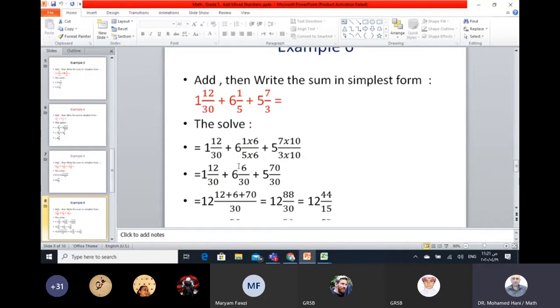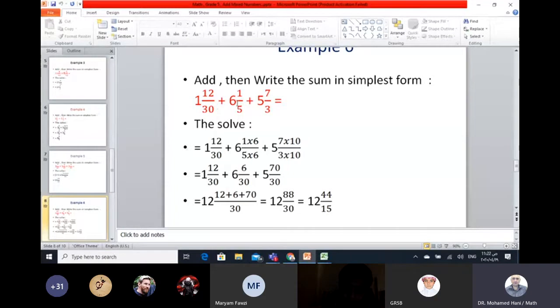Example 6. Add then write the sum in the simplest form. As you see here, we have 1 and 12 over 30, here we have 6 and 1 over 5, and here we have 5 and 7 over 3. The denominators here are 30, here 5, here 3. So I have different denominators, which means I have unlike fractions. So I cannot add directly.